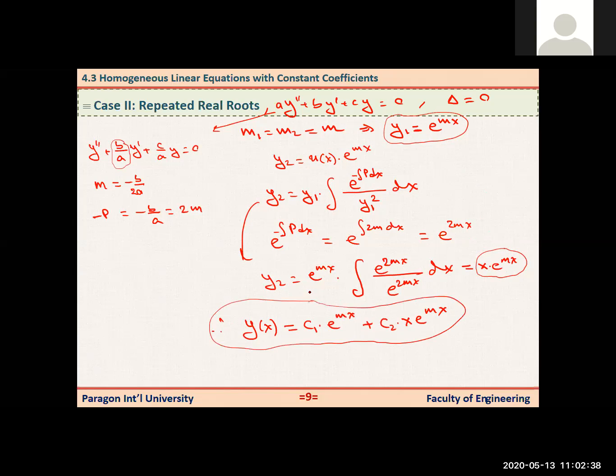Okay. And now you will see that if the order was 3, and we have a repeated root, it will be x times e to the power mx, and the next one will be x squared times e to the power mx. Anyway, we will see the general case a bit later. Okay. All right, so far so good.